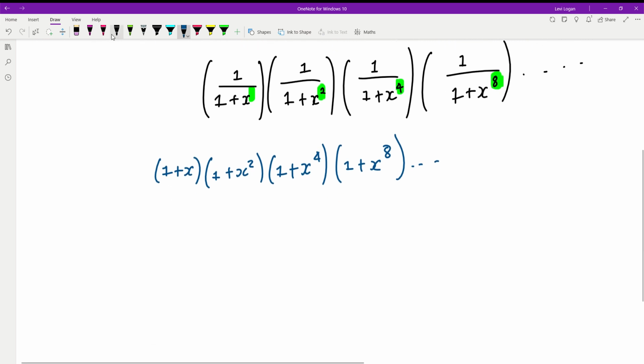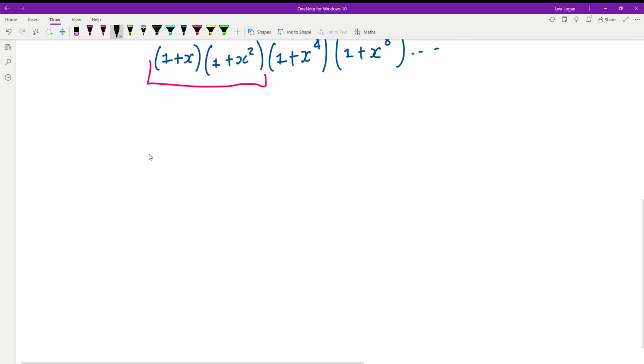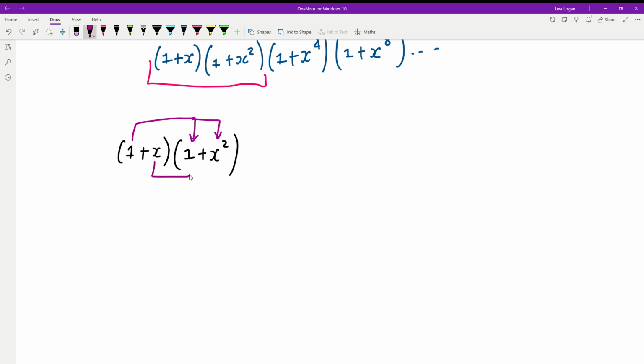Okay, let's start evaluating these and see if we can find any pattern. So 1 plus x times 1 plus x squared. What you're going to do is FOIL that, so multiply this term by this, and this by this, and see what we get. 1 times 1 gives you 1, and 1 times x squared gives you x squared. x times 1 gives you x, and x times x squared gives you x cubed. So what we get is 1 plus x plus x squared plus x cubed.